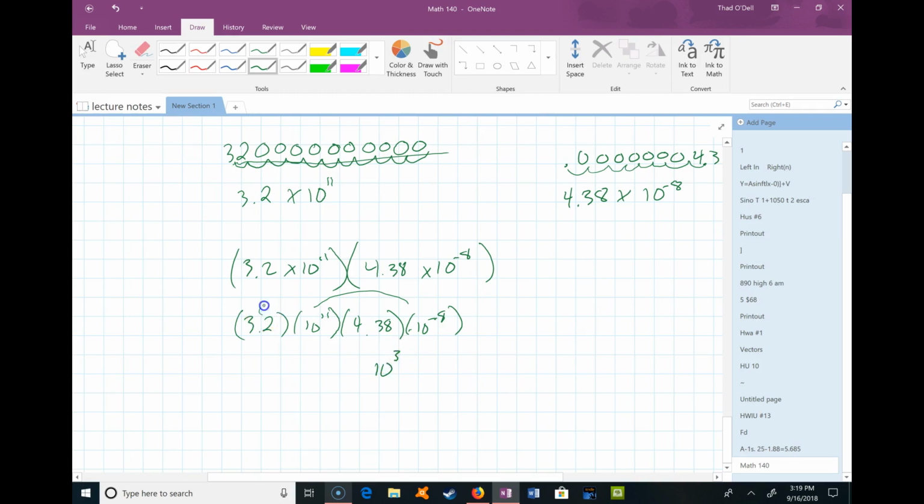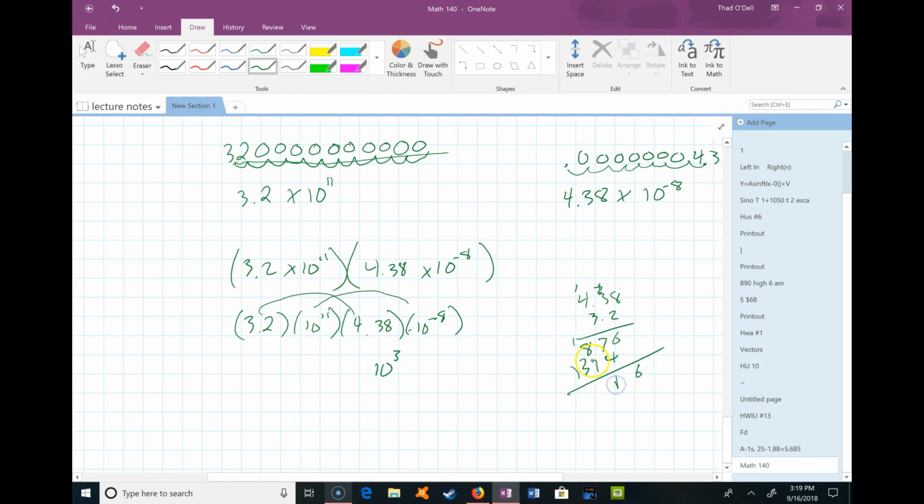And then I could just multiply 3.2 times 4.38. So that would be 4.38 times 3.2. 2 times 8 is 16, 6, carry the 1. 2 times 3 is 6, 7. 2 times 4 is 8. 3 times 8 is 24. 3 times 3 is 9, 10, 11. And 3 times 4 is 12, 13.